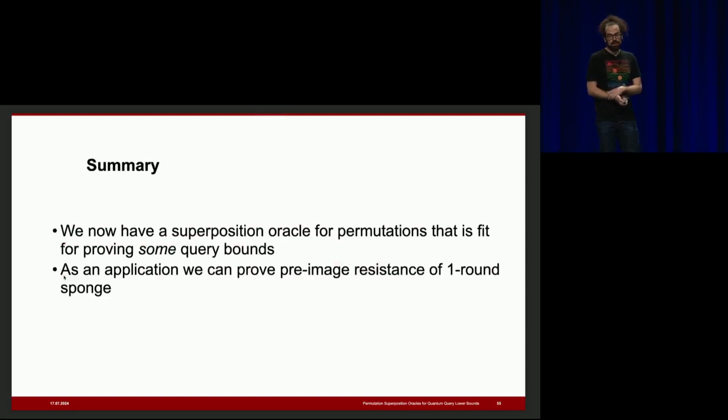With this, I want to conclude the talk. So in summary, we now have a superposition oracle for permutations that's at least fit for some query bounds. And as an application, we show that we can, for example, prove pre-image resistance of 1 round sponge. Thanks for your attention.